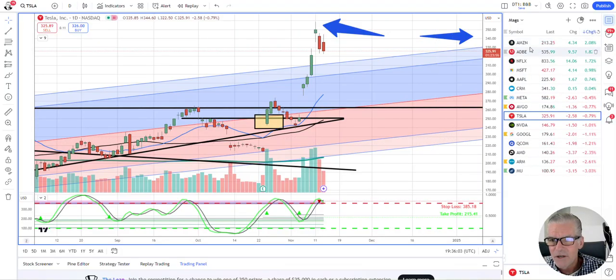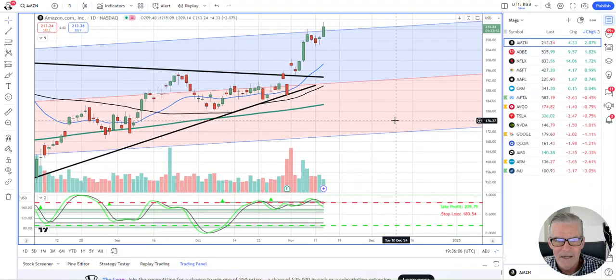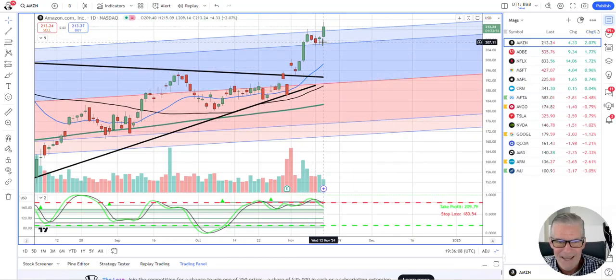Let's take a look at the strong ones. Amazon hit a new all-time high today after a nice little 3-bar flag. It's not technically a flag, but it's just a little pause for Amazon.